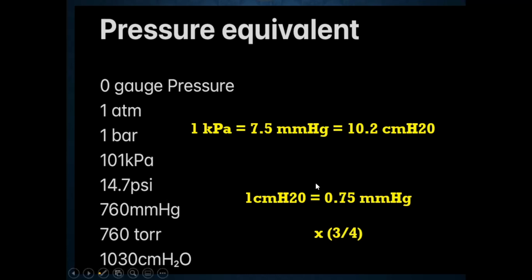They can either give 101 kilopascal, which is equivalent to 1030 centimeter water, or they can ask about 1 kilopascal, which you have to divide. 100 is 10,000, so 1 is 10. 101 kilopascal is equal to 760 millimeter mercury, so 1 kilopascal is almost 7.5 or 7.6 millimeter mercury. So these are some simple conversions. This is just for you to know this kind of question can be asked, and you have to memorize this as well. Okay, this pressure equivalent.